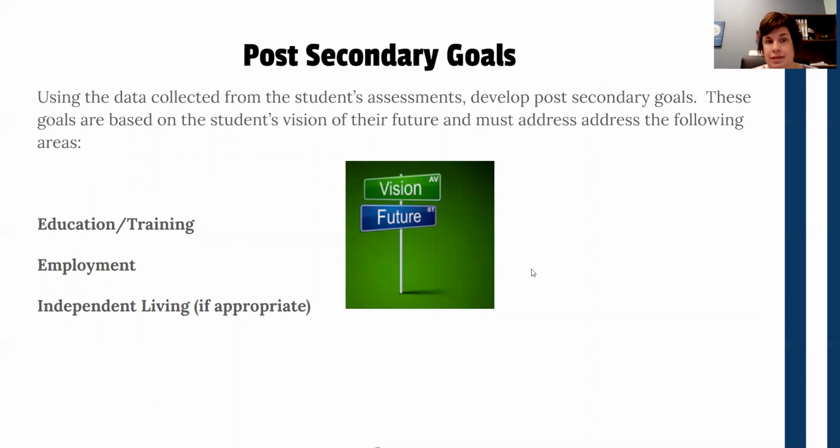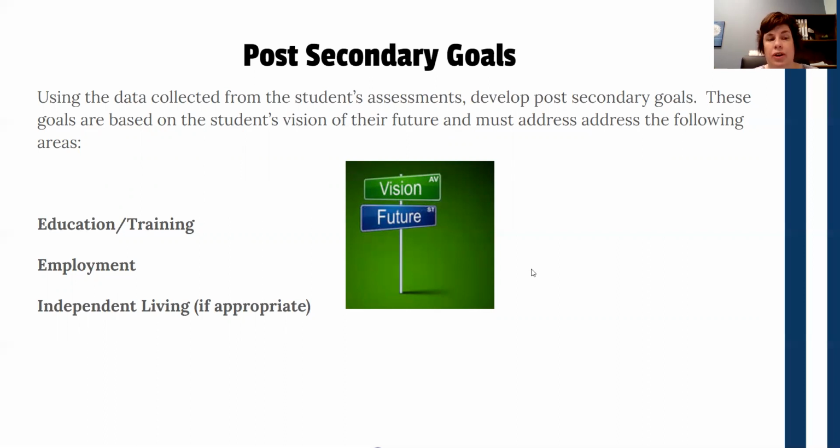So once we have the assessments, we use that data to establish post-secondary goals. And these goals are based on the student's vision of their future. There are 3 areas that are required to be addressed. The first area is education and training. Where is a student going to go to school, if they are going to go to school for higher education, if they're going to a community college or a technical school? What does their life look like and involve for their education and training?